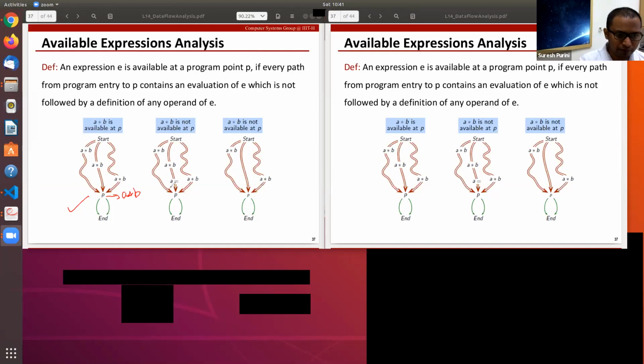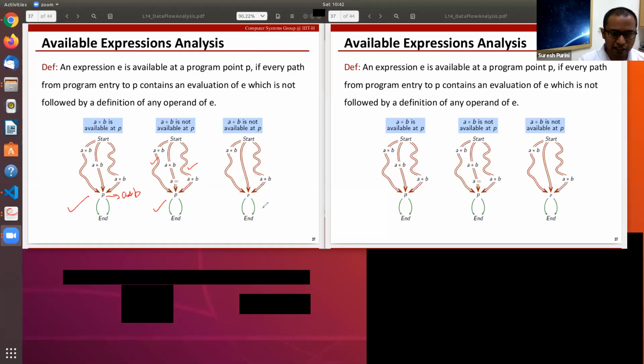If you see the middle example here, the expression A star B is available along this path, but in the middle path it is not available because after the computation of A star B, one of the operands A got modified. Since it is not available along this path, we say that at the program point P, the expression A star B is not available. So we don't consider it as a redundant computation.